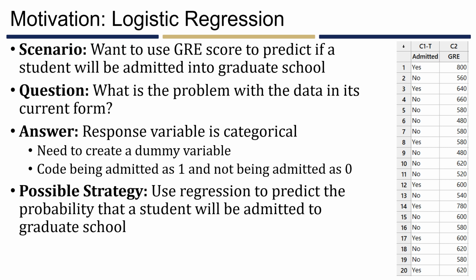One possible strategy that we could implement is to use regression to predict the probability that a student will be admitted into graduate school. We may not be able to get a definitive yes-no prediction, but we can at least assign a probability that they'll get into grad school.